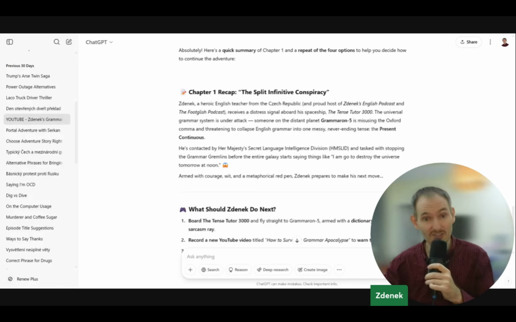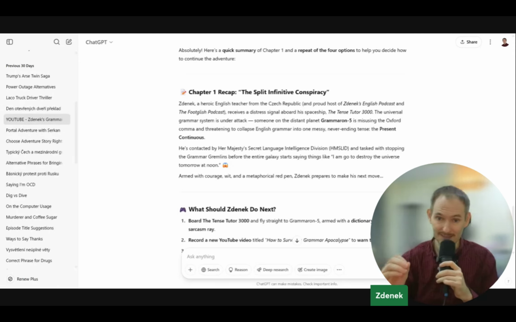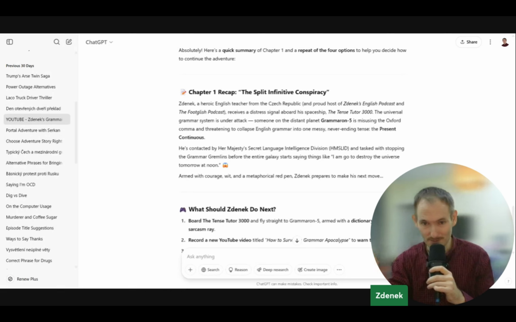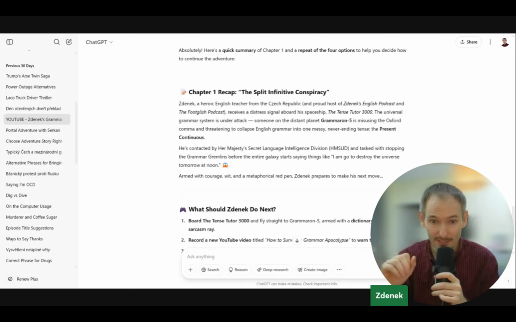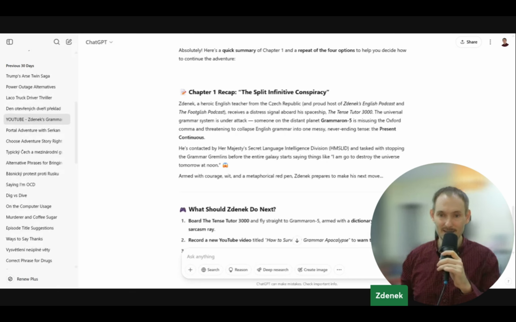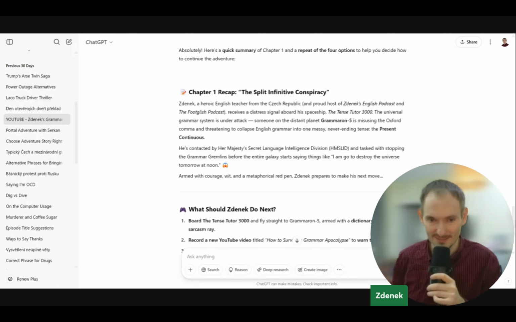The universal grammar system is under attack. Someone on the distant planet Grammarian, I always mispronounce this one, Grammarian 5, is misusing the Oxford comma and threatening to collapse English grammar into one messy, never-ending tense, the present continuous.